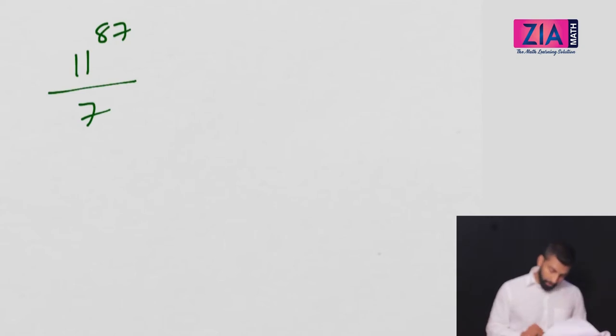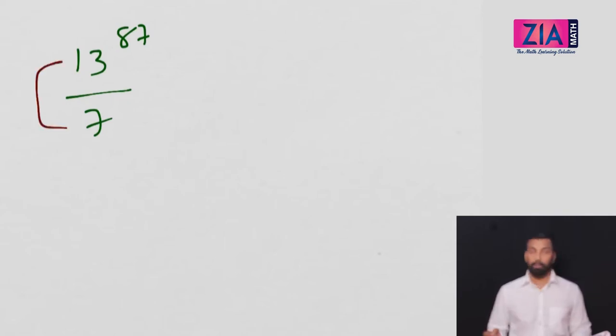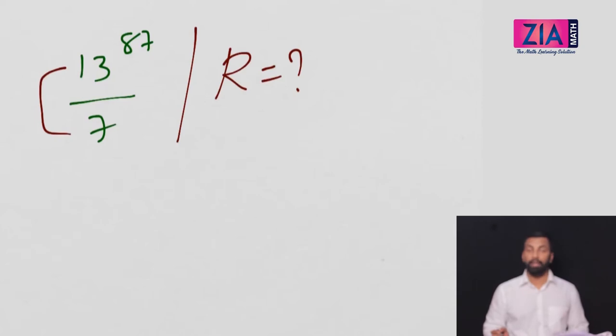Now let's take a question. 11 raised to 87 divided by 7, or 13 raised to 87 divided by 7. The only thing here is that these two are coprimes. That's the condition that you need to satisfy. So let's take 13 raised to 87 divided by 7. You need to find the remainder. This is the question, right?